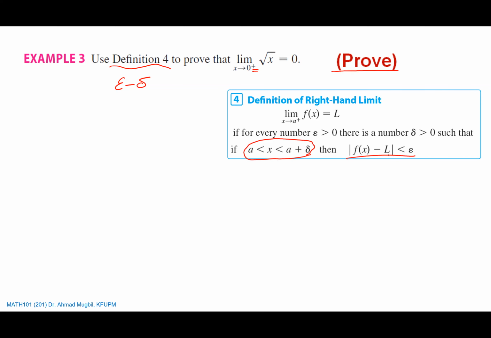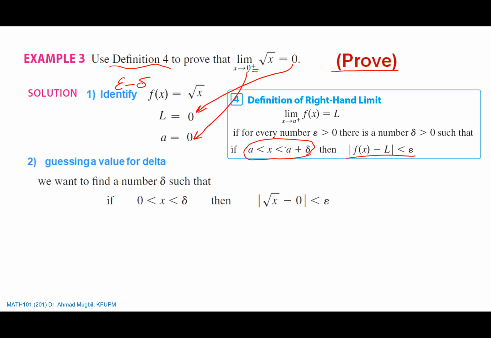If this, then this. So step number 1, you will identify what your function is. Your function is square root of x. L, this is L. A, this is A. Both of them are zeros. Now come here and substitute. Now you will guess a value for delta. So if x is greater than 0, this is 0, and 0 plus delta is delta. So if x is between 0 and delta, then we should have f of x minus L, where L is 0, less than epsilon.